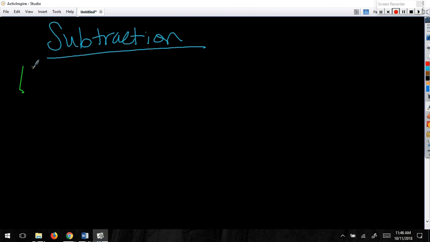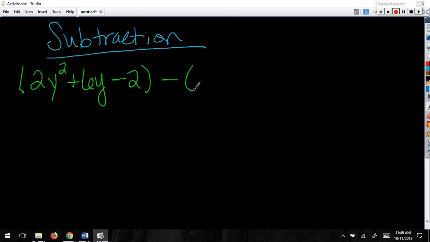I'm going to start with 2y squared plus 6y minus 2, and from that I'm going to subtract 2y squared plus 5y minus 8.